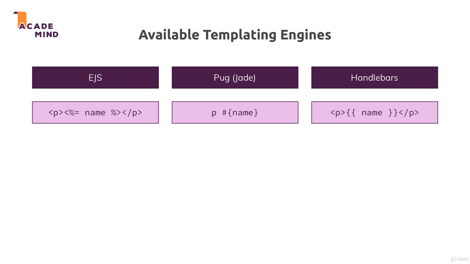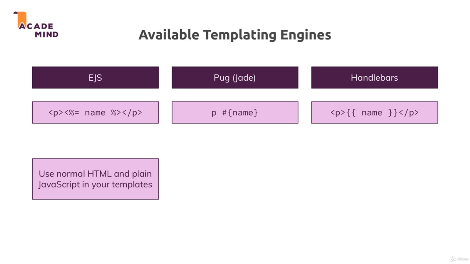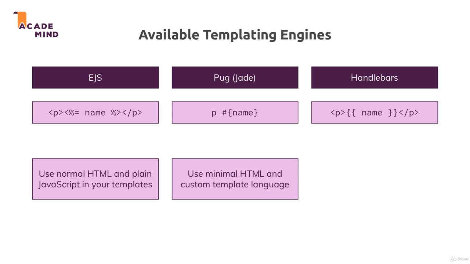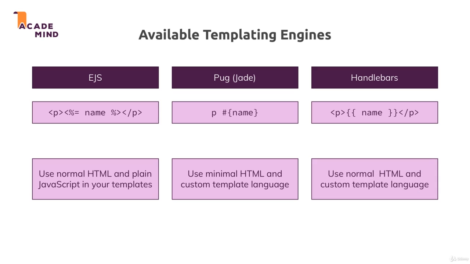So a short summary would be: EJS uses normal HTML, and then you've got these placeholders, which allow you to use plain JavaScript in them. So you can also write if statements and for loops. Pug uses a minimal HTML version and a custom template language, which is extensible, but generally offers only a set of operations you can do. But if statements and lists would be included, iterations would be included. Handlebars uses normal HTML, but also a custom template language with a limited set of features, again including common things like if statements or lists.